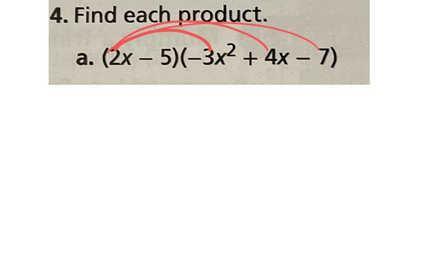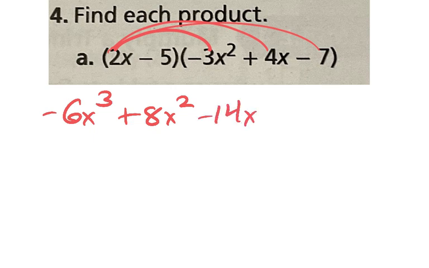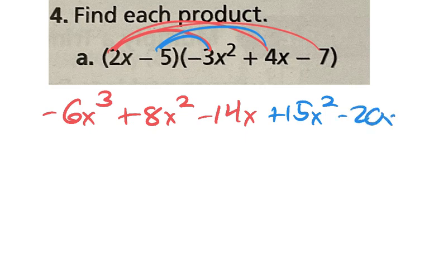2x times negative 3x squared is negative 6x cubed. 2x times 4x is 8x squared. 2x times negative 7 is negative 14x. Negative 5 times negative 3x squared is positive 15x squared. Negative 5 times 4x is negative 20x. Negative 5 times negative 7 is positive 35.